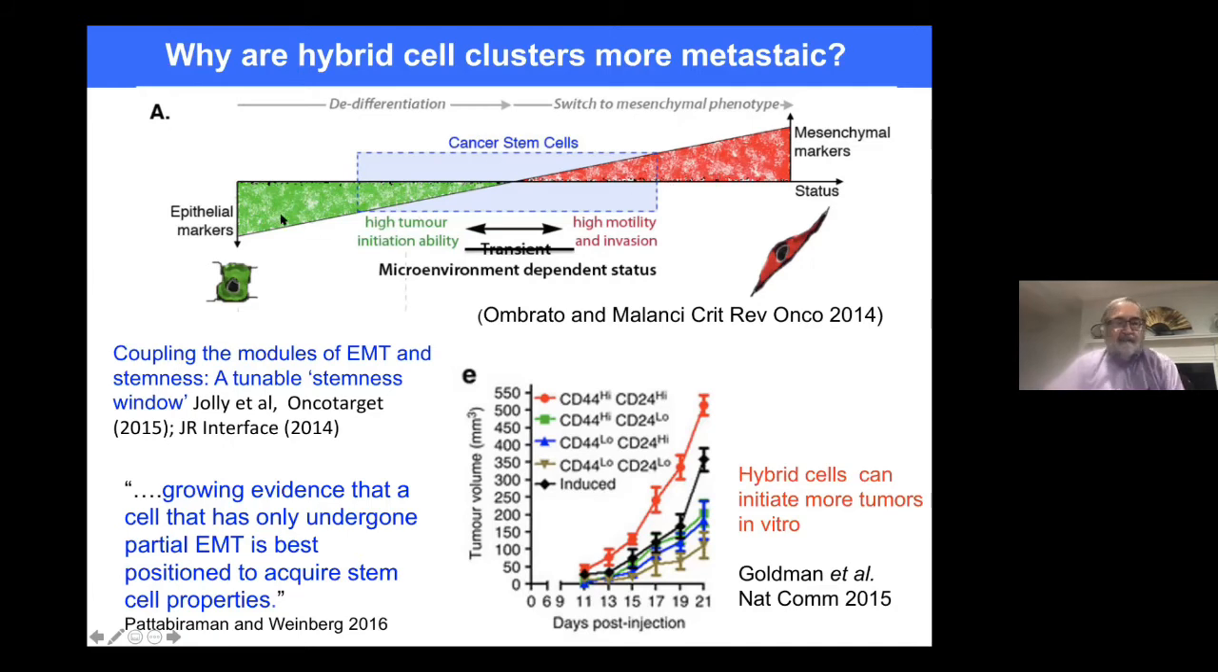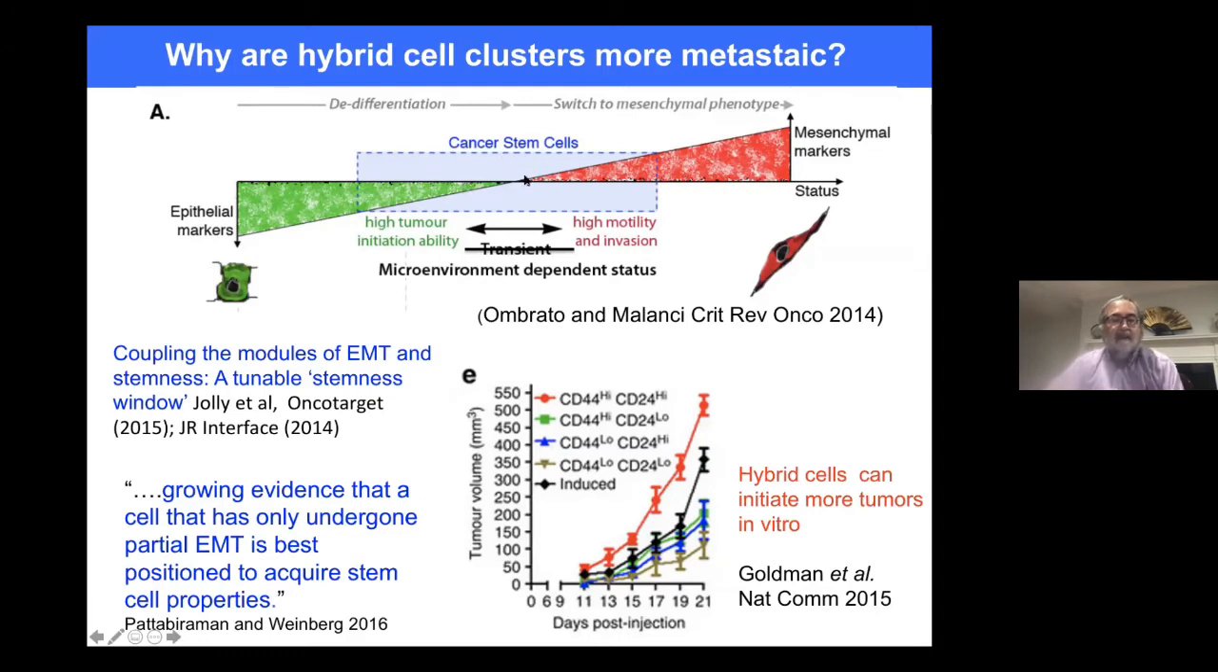And the logic is not that hard to understand: cells that are very epithelial are highly specialized, they're differentiated. Cells that are very mesenchymal are highly specialized. As cells move towards the middle of this regime, this window of stemness, they become less differentiated, they become more malleable. You can see this in any one of a number of ways, including, for example, with the epigenetic structure of the cell, something I'm not going to talk about.